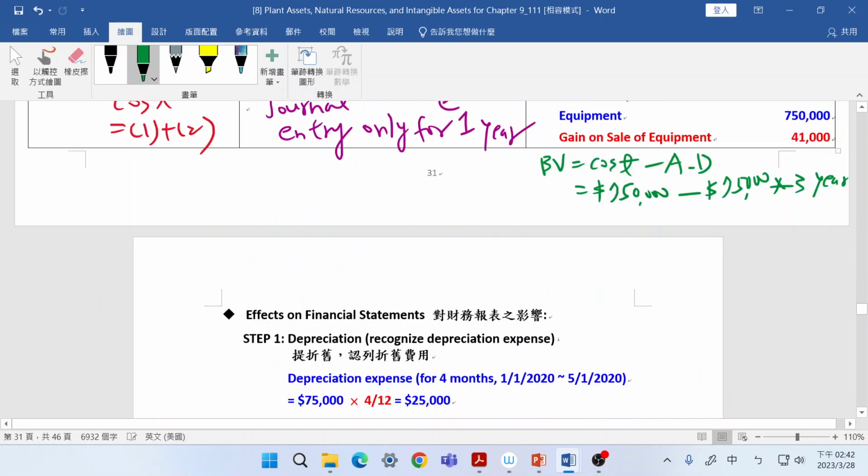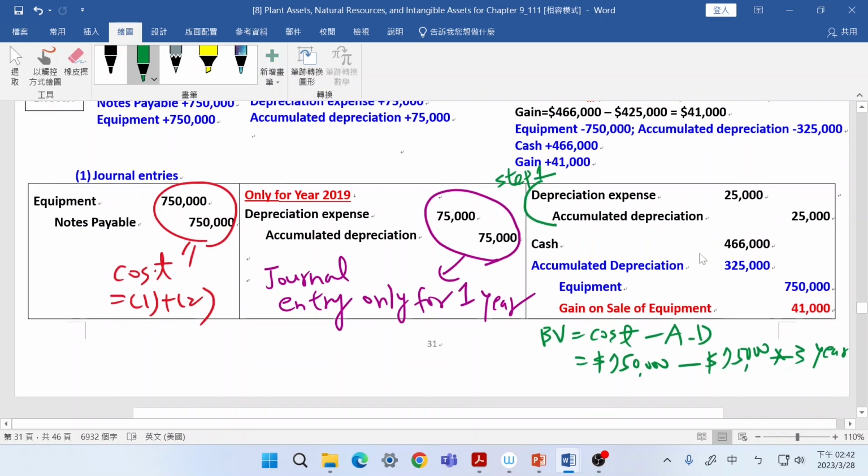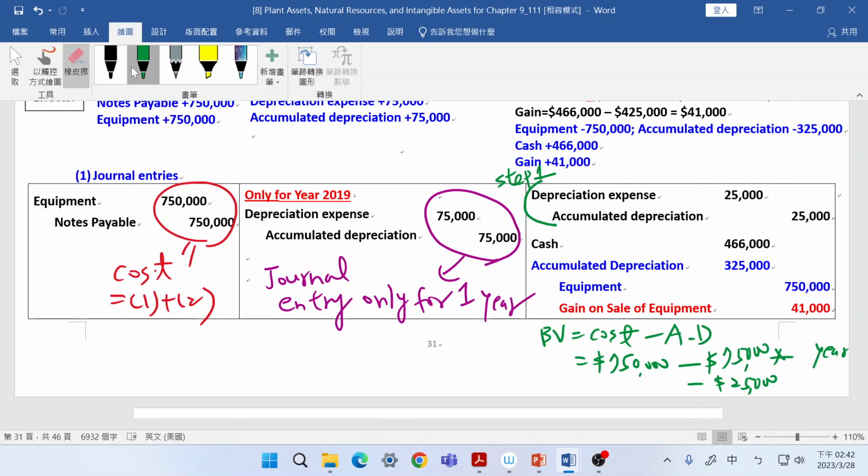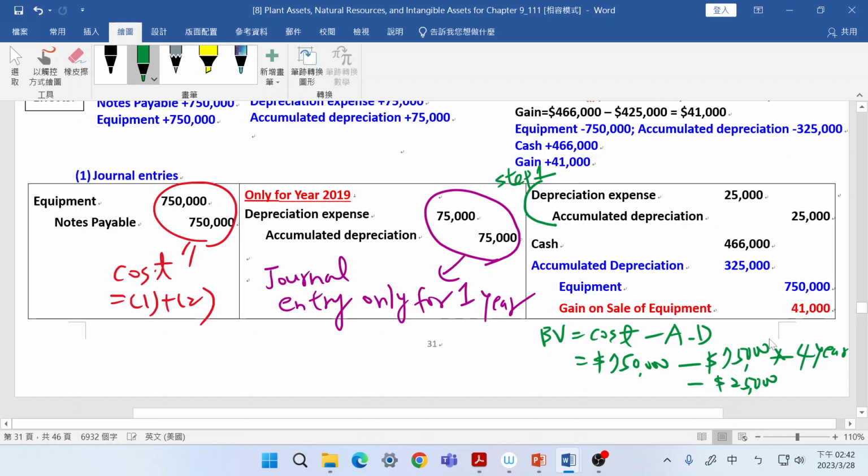And don't forget, we have 4 months more, right? So 4 months is what? $25,000. Okay? Yes. 4 years. Sorry. Okay? So after 4 years and 4 months more, I know my book value. After that, you will know your gain or loss, right?